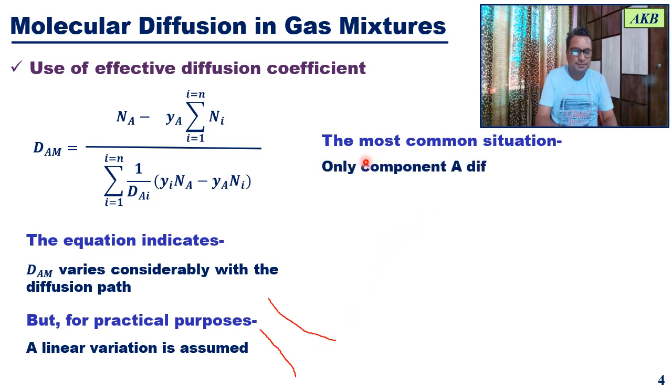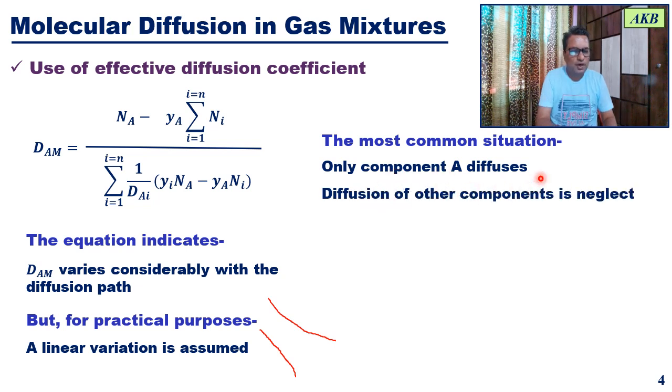Then, in the most common situation, only one component is diffusing. Or you can say the most simple situation that you can consider is that out of all the components, only component A is diffusing, and all other n minus 1 components, out of n, are not diffusing.